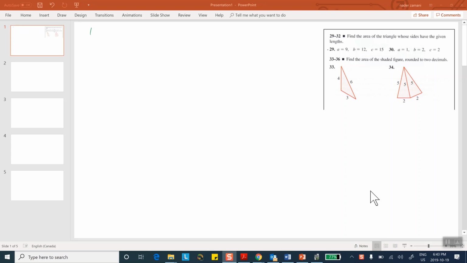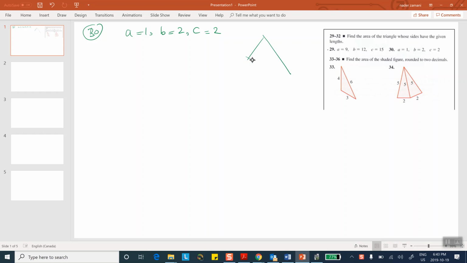Okay, this is video segment 3 from homework number 12, which is covering section 3.6 of the book, Law of Cosines. Now I'm going to do problem number 30. It says A is equal to 1, B is equal to 2, and C is also equal to 2. Find the area of this triangle.